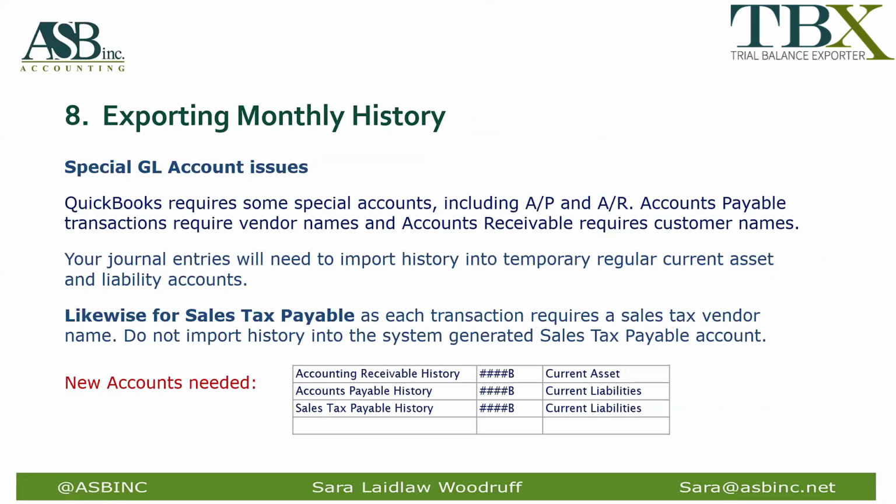So what we do is we set up at least 3 new accounts in the target data. I misspelled that, it's Accounts Receivable History. It's a regular current asset account. Accounts Payable History, a regular current liability account, and Sales Tax Payable History. And then if your AR is 1100, I'll do 1100B. Okay, so make 3 new accounts.